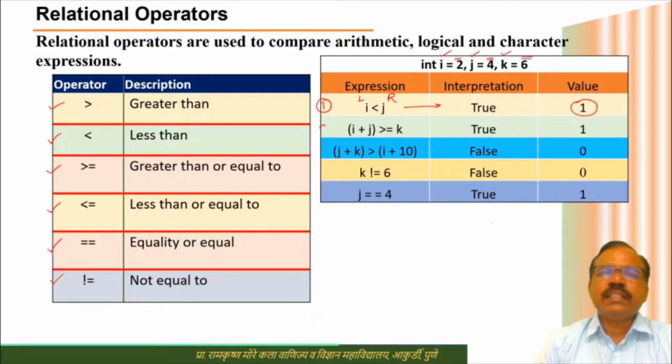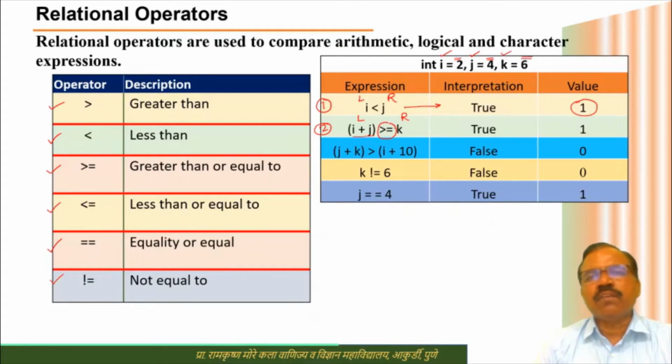Now if we go to the next expression, i plus j greater than or equal to k. Again here the left hand side is compared with the right hand side. On the left hand side we have i plus j, so first i plus j is evaluated, that is 2 plus 4, 6, and then compared with k. K is 6. Now the relation is greater than or equal to, so both are equal. So this expression is true, and it will return value 1.